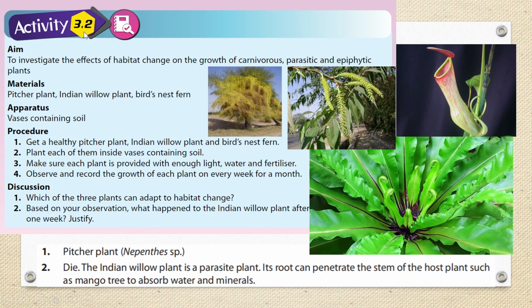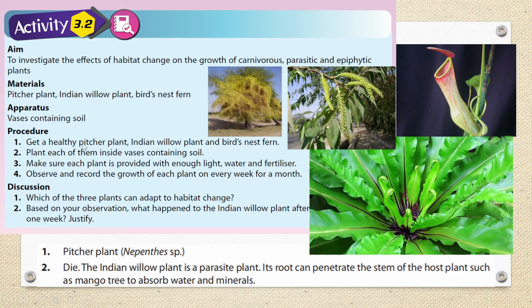Now let's look at Activity 3.2, with the aim to investigate the effects of habitat change on the growth of the carnivorous, parasitic, and also the epiphytic plants. So having these materials and apparatus, let's look at the procedure.